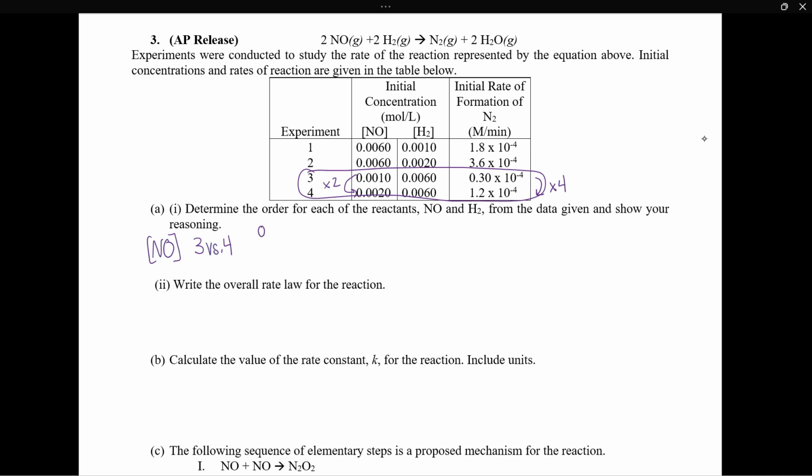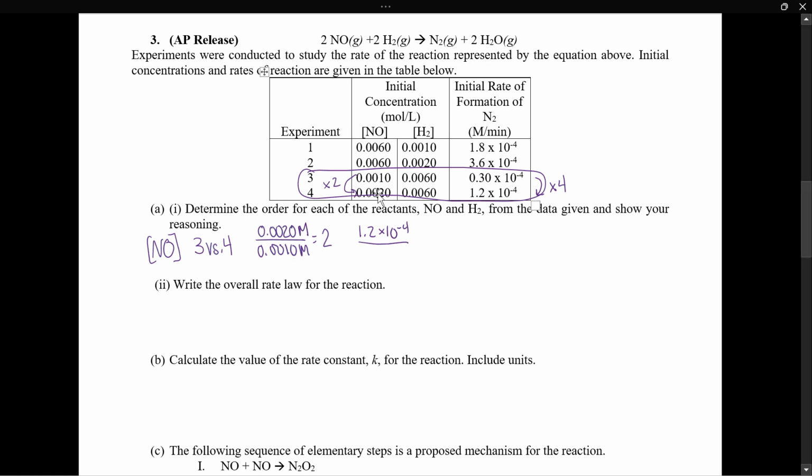Again, if I want to make this more explicit, I'm comparing my concentration, right? I'm taking the bigger number divided by the smaller number, and I'm saying, hey, look, the concentration of NO is 2 times bigger. Then I'm going to make a comparison of the rates, in the same order: the bottom number divided by the top number, do the same thing over here. This number divided by this number. When I do that, I end up with 4.